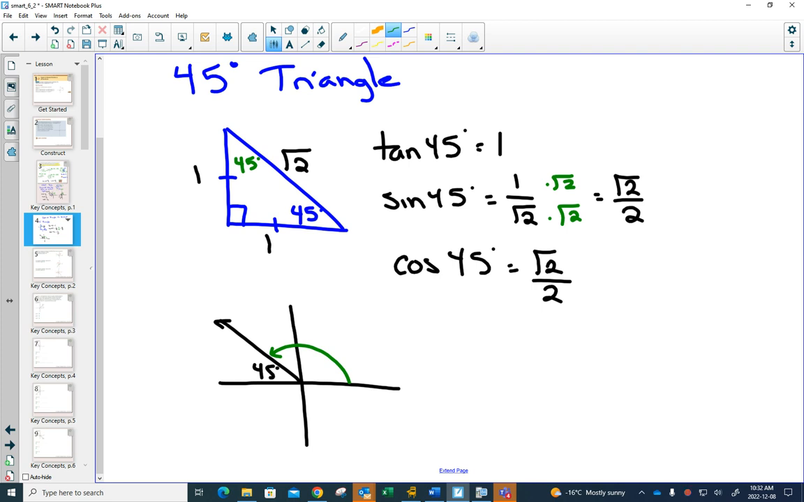It's going to be more than 90, less than 180. Again, always think all the way around is 180. That's too far. I'd have to subtract 45. 180 minus 45. This would be 135 degrees.